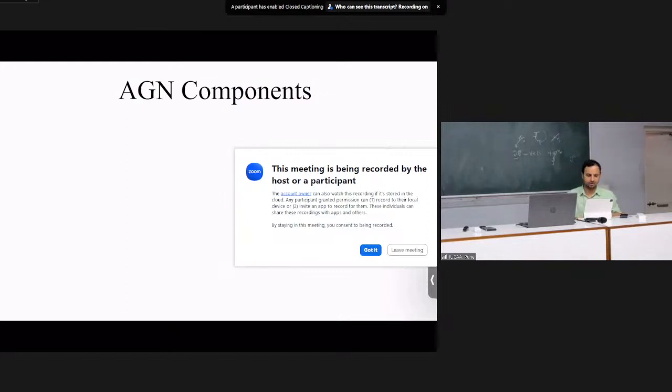Okay. AGN components. Fine. So everybody will agree the first component will be the central supermassive black hole. In astronomy, when we say supermassive, we typically mean that the mass is more than 1 million times the mass of the sun. If it is less than that, and larger than say 1,000 or a few hundred solar masses, we call it an intermediate mass black hole. And so far we have not found many observational evidences for intermediate mass black holes.